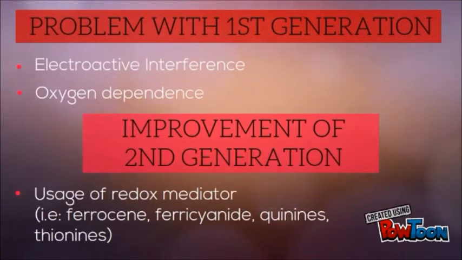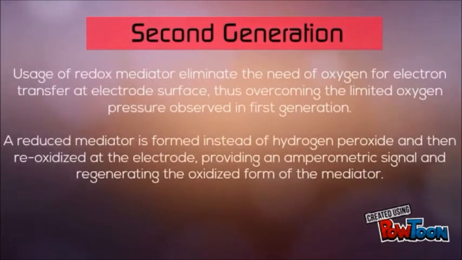The limitations of the first generation glucose biosensor were overcome by using mediated glucose biosensors. Examples of mediators that can be used are ferrocene, ferricyanide, quinones, and thionine. Usage of a redox mediator eliminates the need for oxygen for electron transfer at the electrode surface, thus overcoming the limited oxygen tension observed in the first generation. A reduced mediator is formed instead of hydrogen peroxide and is then reoxidized at the electrode, providing an amperometric signal and regenerating the oxidized form of the mediator.